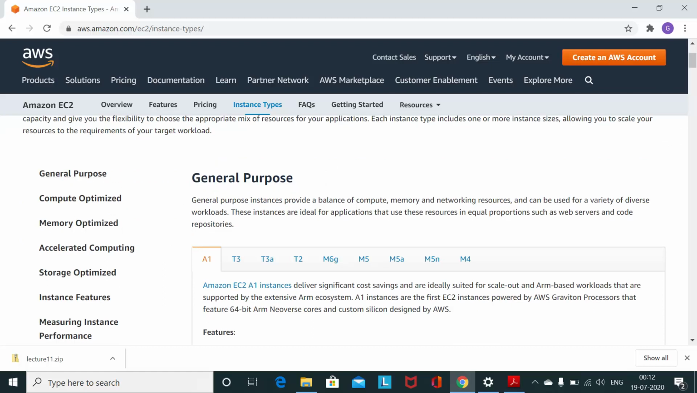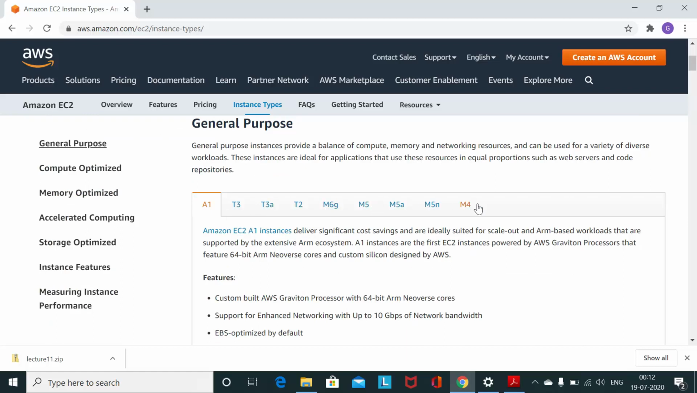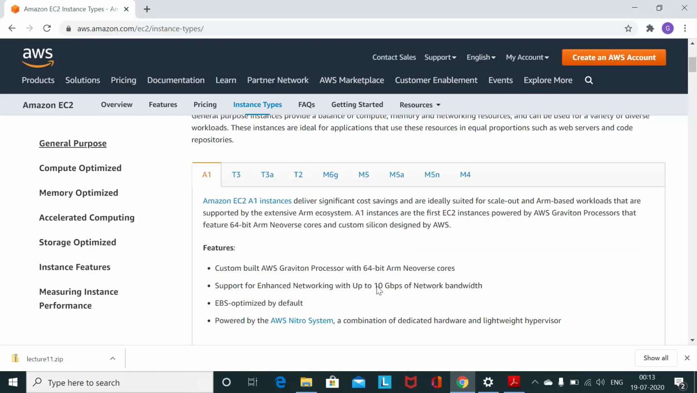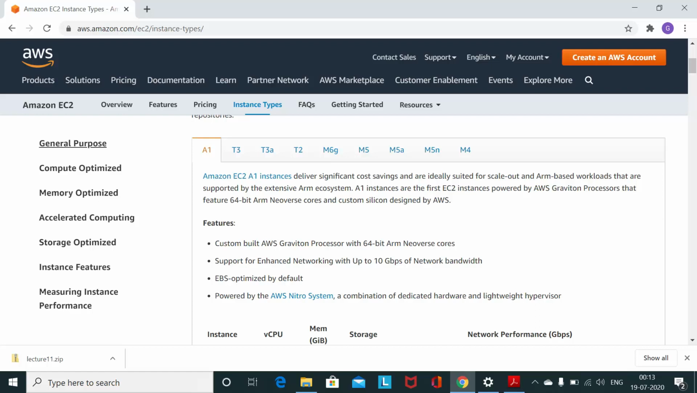General purpose instances provide a balance of compute, memory, and networking resources and can be used for a variety of diverse workloads. There are many general purpose instances which are offered. Let us look at the first one, which is A1. Amazon EC2 A1 instances deliver significant cost savings and are ideally suited for scale-out and ARM-based workloads that are supported by the extensive ARM ecosystem. Its features are: it is custom built on the Amazon Web Services Graviton processor with 64-bit ARM Neoverse cores. It supports enhanced networking with up to 10 Gbps of networking bandwidth.